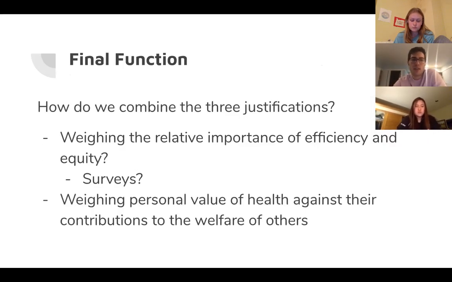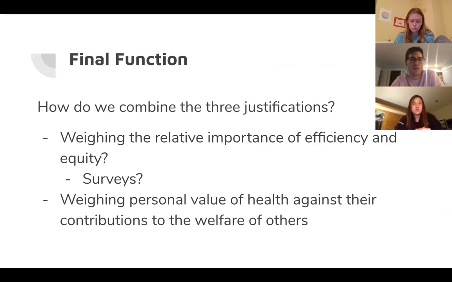Having established weights independently on the basis of each of these three justifications, we would also need some method for combining them. Like mentioned previously, we would need some method to weigh the relative importance of efficiency and equity, but presumably we could produce surveys that would help solve this issue. However, the more difficult problem is weighing the personal value of a person's health against their contributions to the welfare of others. This is the most challenging obstacle to measuring age weights on the basis of each of the three justifications separately.